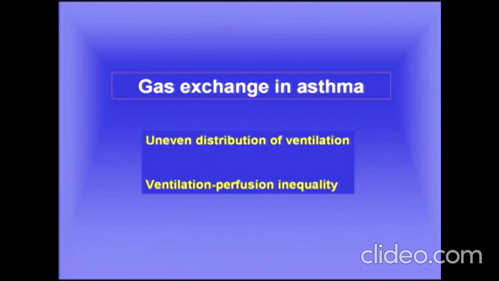Now let's look at gas exchange in asthma, and it's certainly abnormal, as you would expect from the airway problems and therefore the uneven distribution of ventilation and ventilation perfusion inequality. But the changes in gas exchange are not nearly so important as the mechanical changes, the changes in airway resistance, which are responsible for the distress and the reduction in exercise tolerance, for example, of these patients.